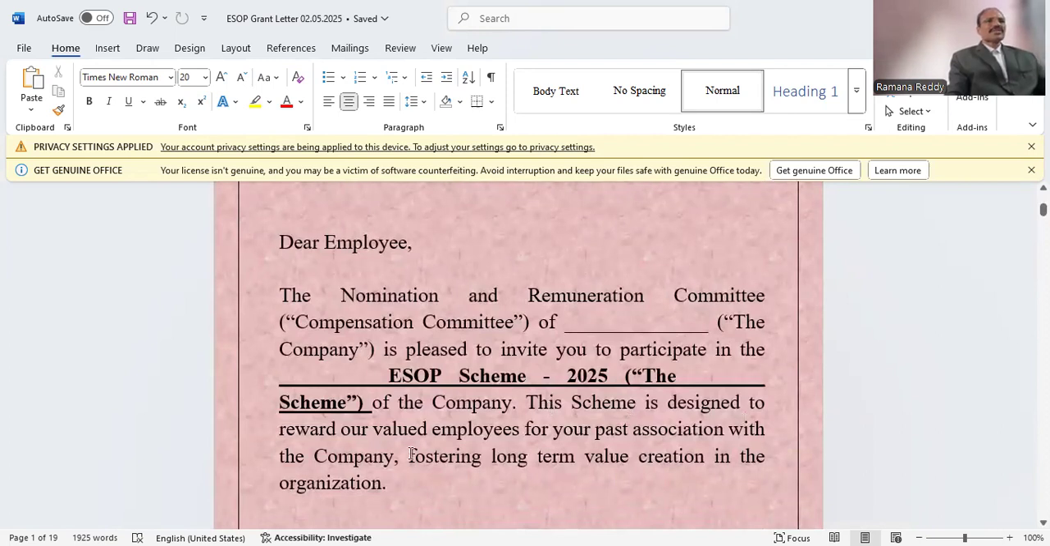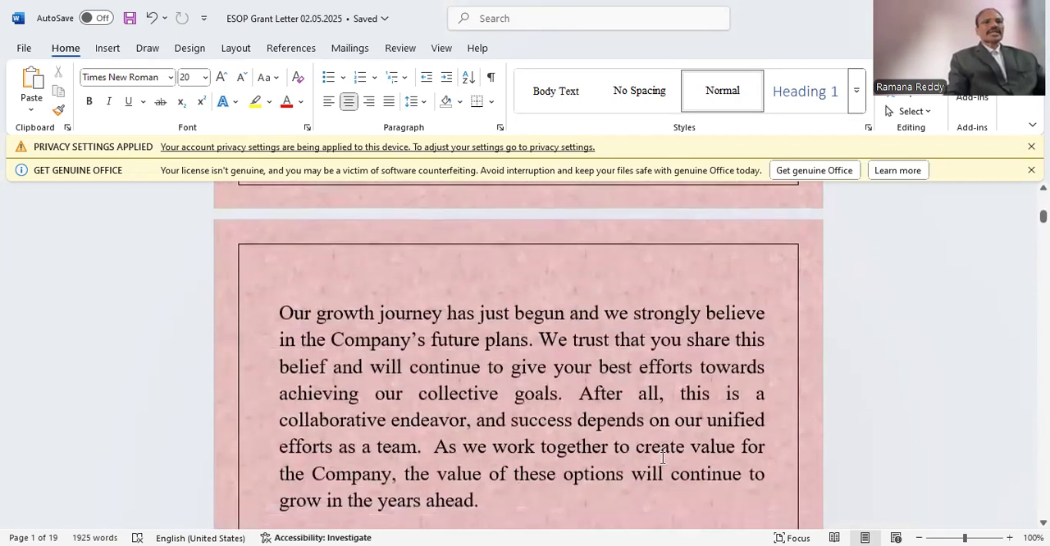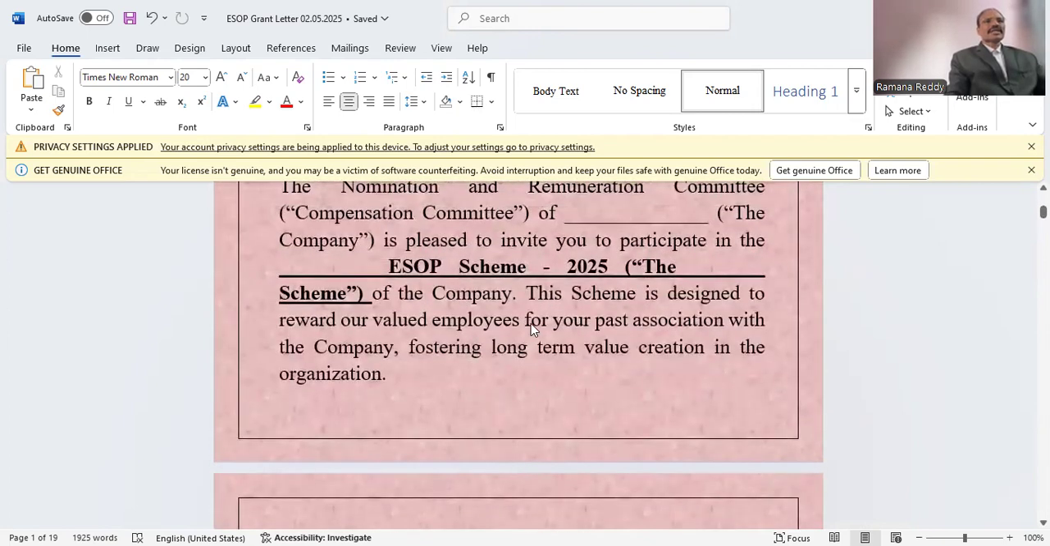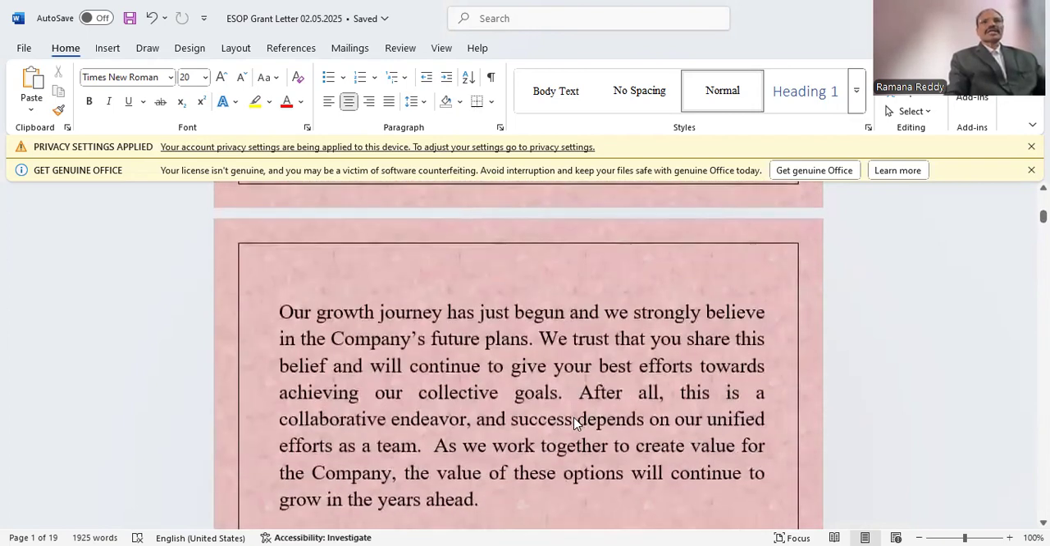This scheme is designed to reward our valued employees for your past association. If you are giving it to an existing employee, appreciating the past association, this is the language. If you are giving it to a fresh employee, then the language changes a little. Fostering long-term value creation in the organization. Because this is a covering letter, depending on the employee, you can change the language. Our growth journey has just begun. For a startup company, I'm giving this letter, so this also can be modified according to the company.